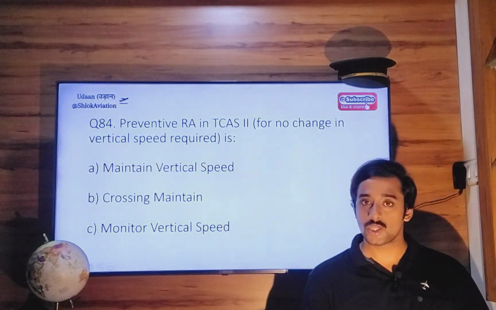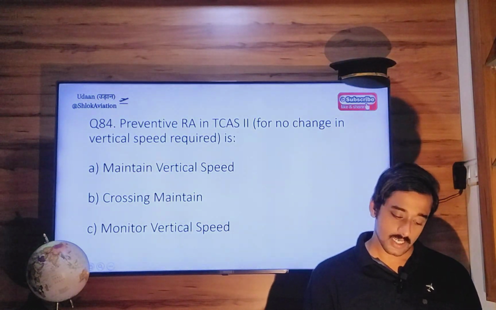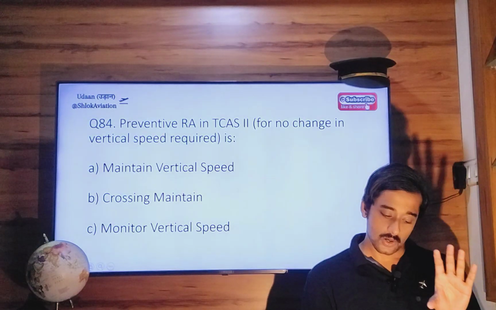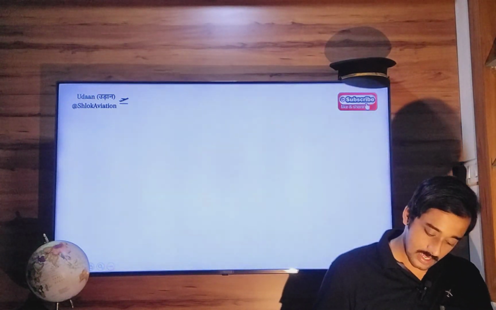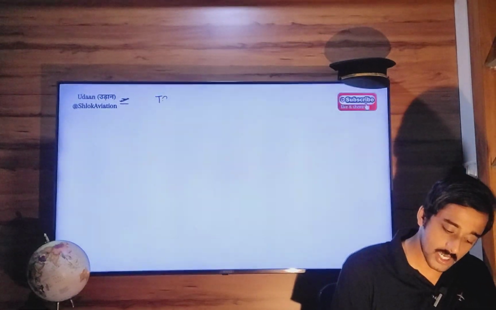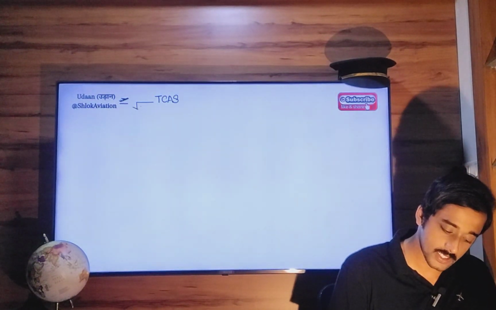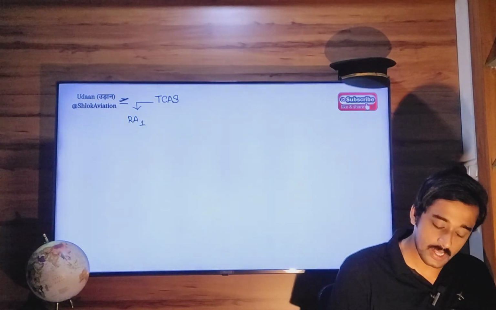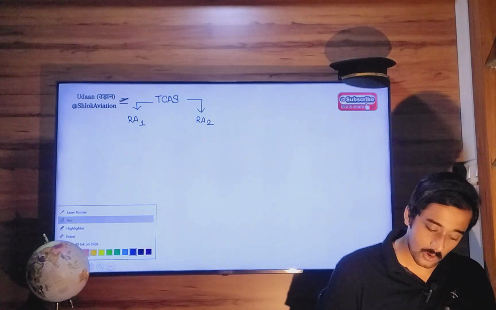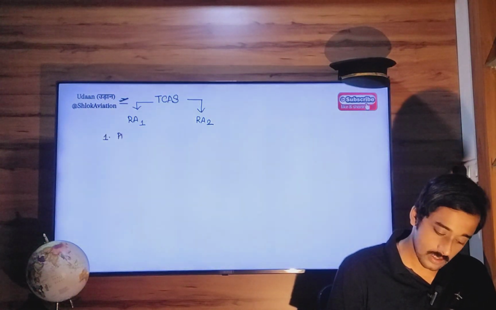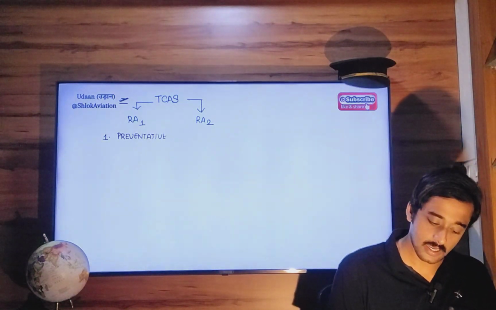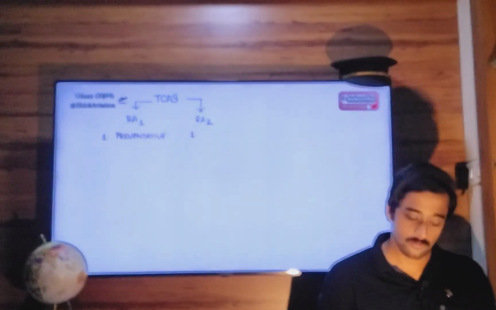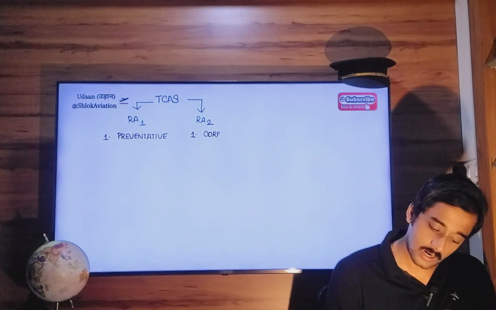Preventative Resolution Advisory in TCAS is what? Maintain vertical speed, crossing maintain, monitor vertical speed. So your TCAS will generate two types of resolution advisories, Resolution Advisory 1 and Resolution Advisory 2. Let's say Resolution Advisory 1 will be called a preventative resolution advisory. The resolution advisory number 2 will be corrective resolution advisory.